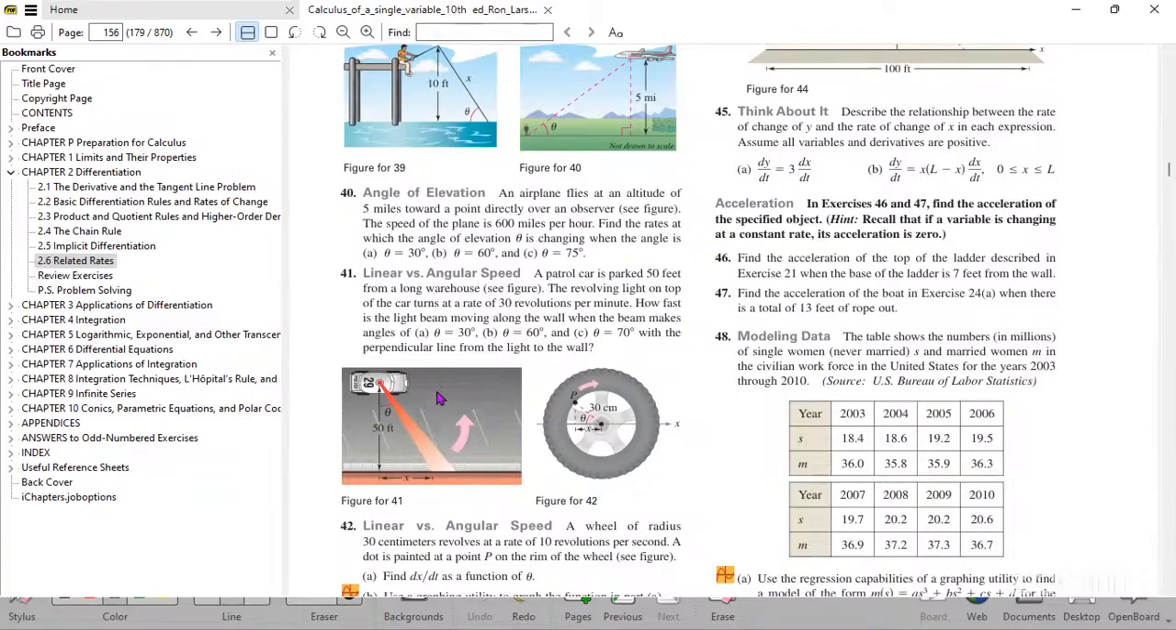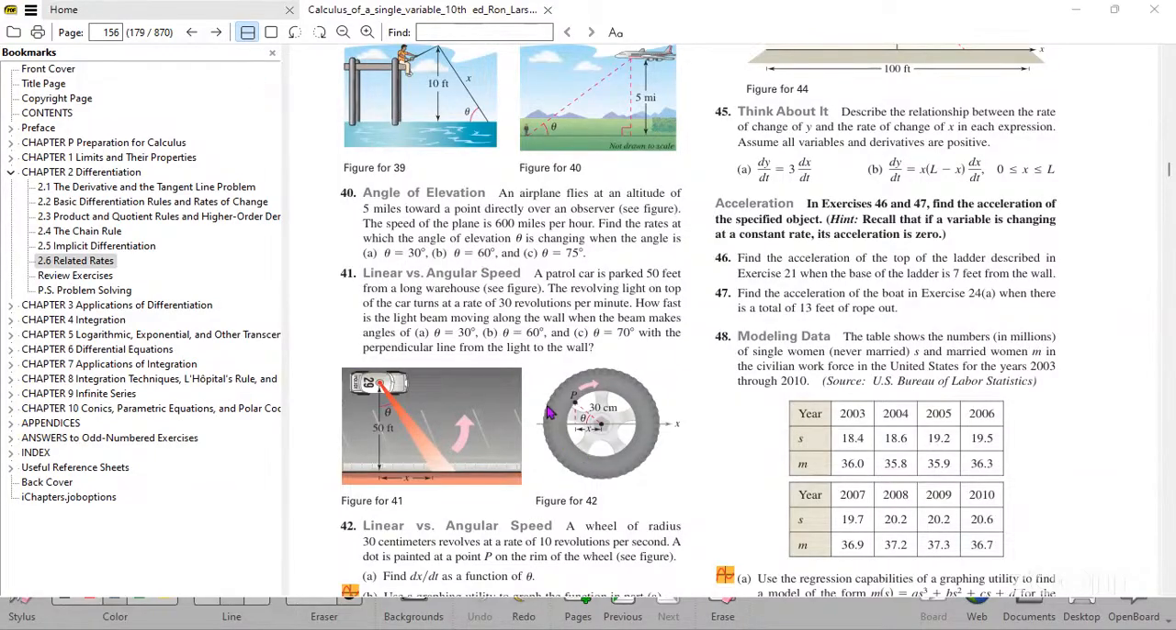Okay. A patrol car is parked 50 feet from a long warehouse. The revolving light on top of the car turns at a rate of 30 revolutions per minute. How fast is the light beam moving along the wall when the beam makes angles of 30 degrees, 60 degrees, and 70 degrees with a perpendicular from the light to the wall? Okay. So this is 50 feet from the wall. I hope you are clear with the diagram, right? Yes.